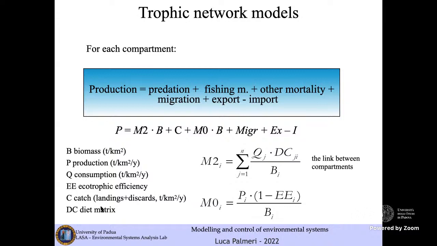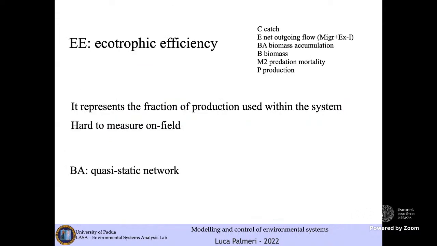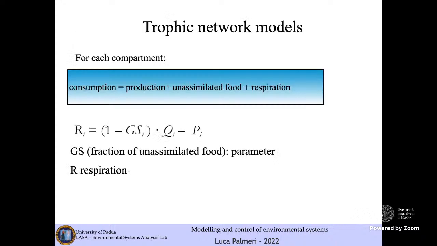This is an algebraic approach. In particular, the ecotrophic efficiency represents the fraction of production that is used within the system. It's very hard to measure in the field. This is why we employ the ecotrophic efficiency as the free parameter for the balancing of a network. So the software EcoPath that we have introduced here employs the ecotrophic efficiency as a free parameter to balance the network.